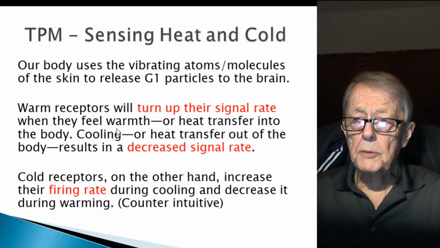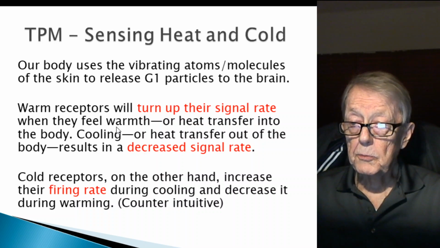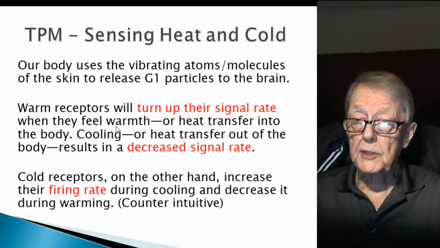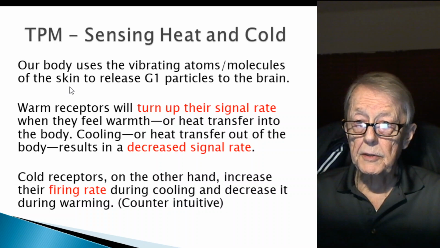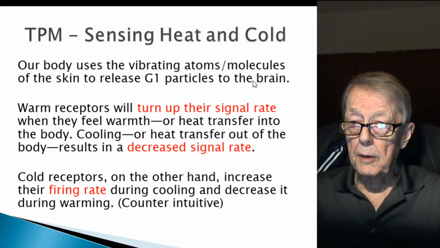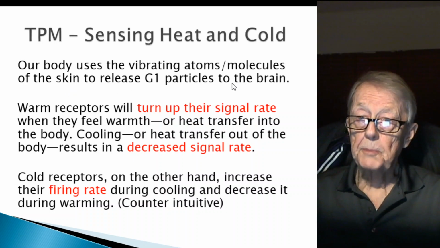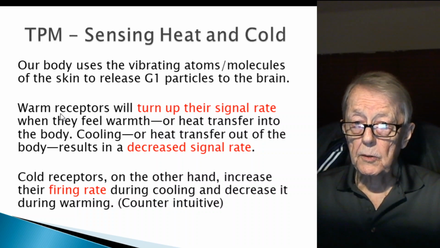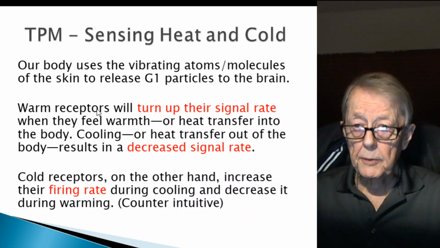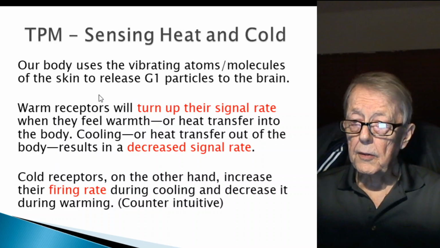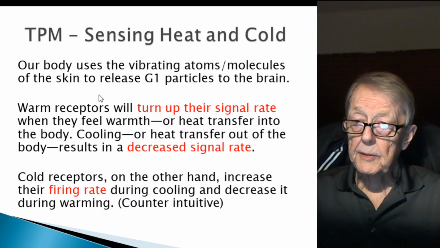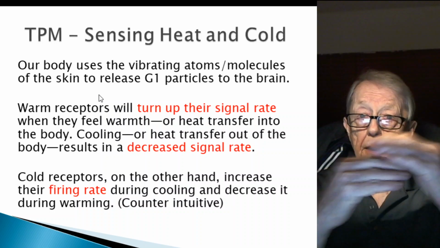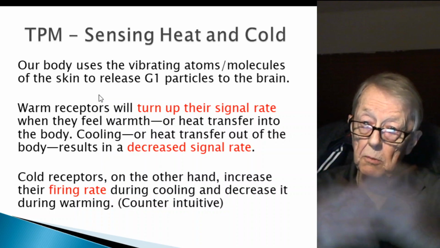Well, in terms of the particle model, this would be my understanding of sensing heat and cold. Our body uses the vibrating atoms and molecules of the skin to release signal particles to the brain. In other words, as the molecules in the sensors in the warm receptor get more active, they're more likely to interact back and forth, hitting each other, releasing more.